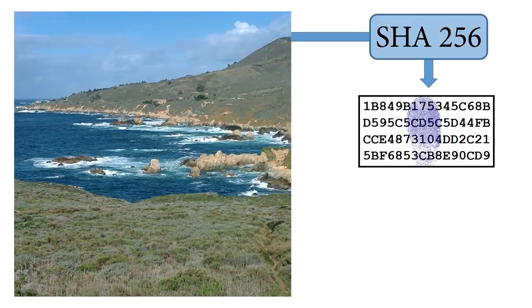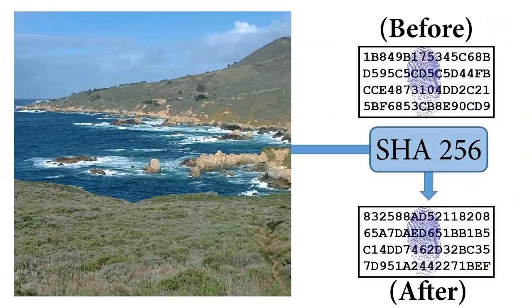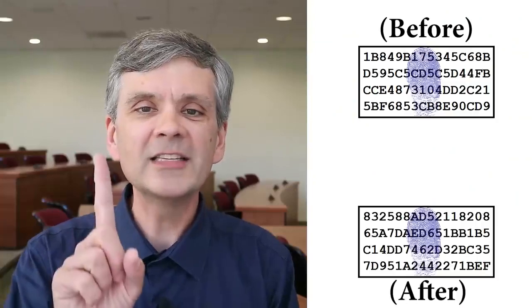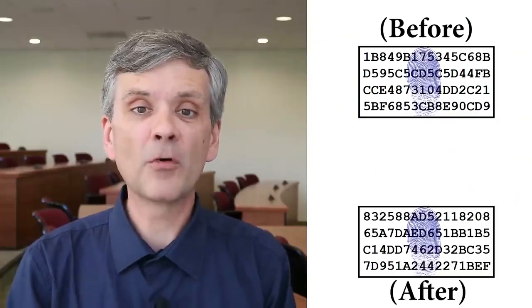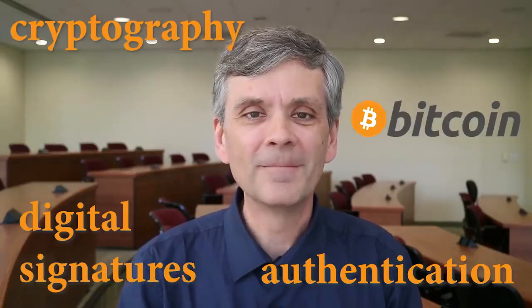Now watch what happens when I change one single bit in the input. I'm going to zoom in to this pixel on the telephone pole and change the green value by changing this 0 to a 1. Now I rerun the algorithm and I get a completely different output. And that's from changing just one single bit out of more than 24 million bits. So these properties make SHA-256 useful for all kinds of applications: cryptography, digital signatures, authentication. Oh, and there's Bitcoin. More in a minute.